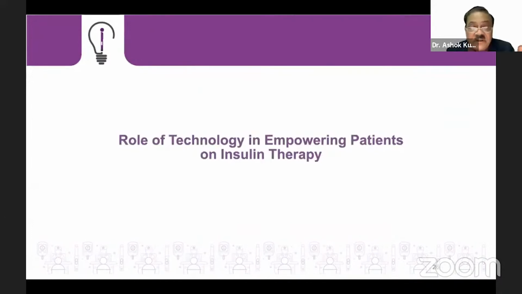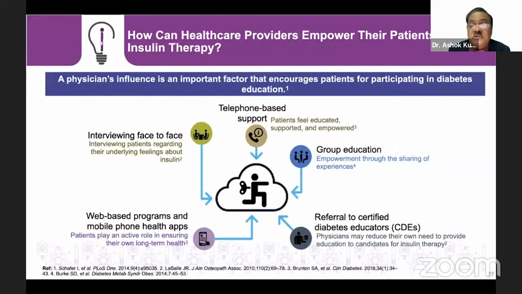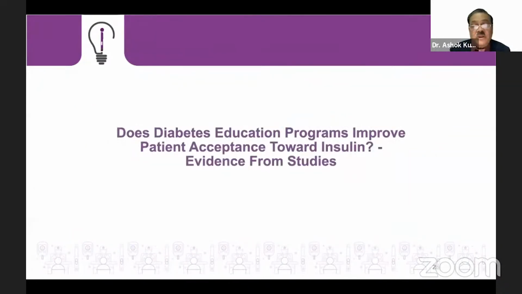Now, technology has helped us to do this. Patient influence is one factor, but technology has helped us in a great way. We have face-to-face interviewing, exploring the feelings about insulin, either directly or through video conferencing. We have group education, empowerment by sharing information, and we make them feel they are educated, supported, and empowered. We have a lot of web-based programs and mobile health apps which can be given to the patient, and here the patients play an active role in ensuring their own long-term health, and they accept it. And of course, if you have educators, we do them.